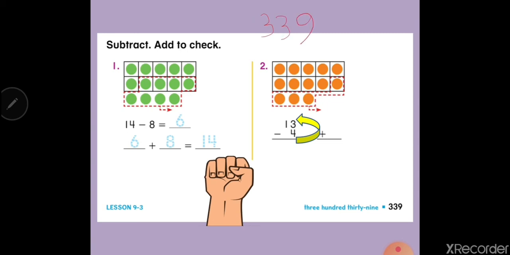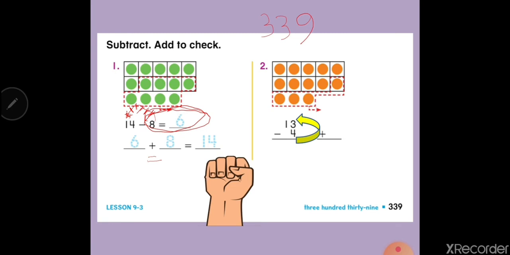Now, to subtract, like the first example, 14 minus 8, what will you do? Close your fist and count after 8. Can you count after 8? 9, 10, 11, 12, 13, 14. How many fingers did you open? 6, exactly. Now, to check your answer, you put 6 and 8 together, and you flip the minus sign into the plus sign. So 6 plus 8 equals 14, and you get the daddy, the whole big number.